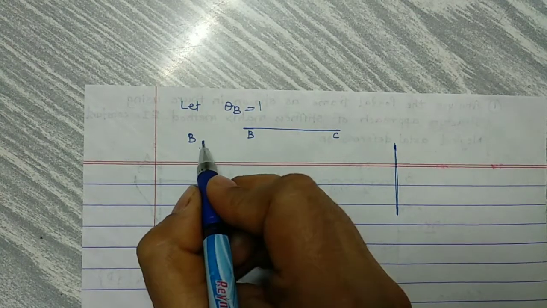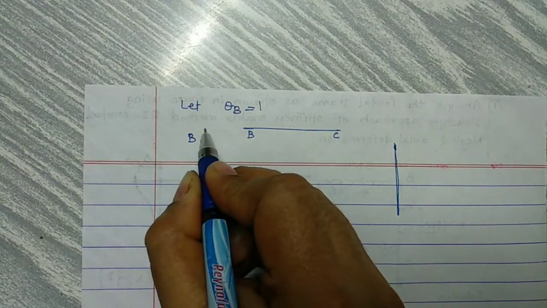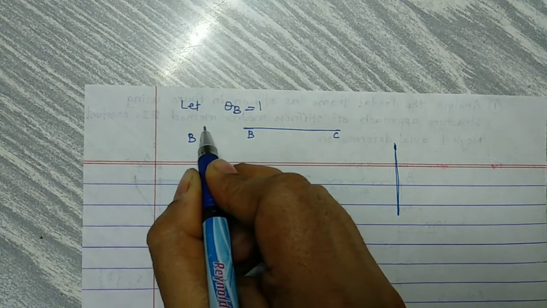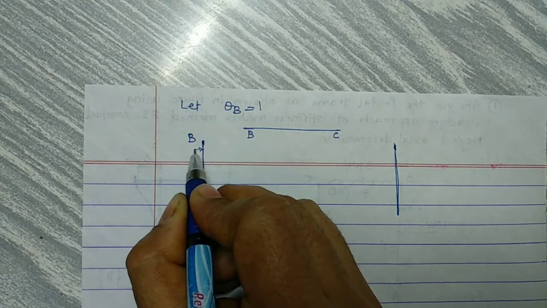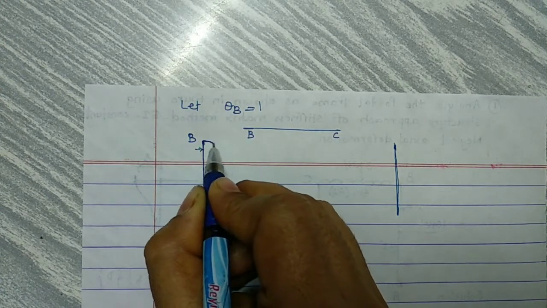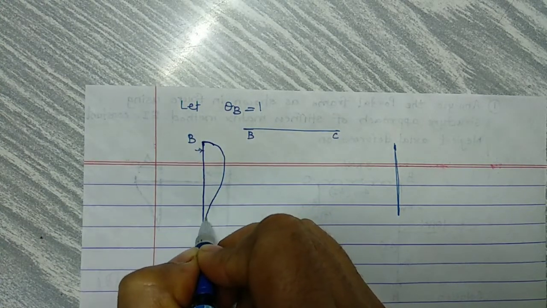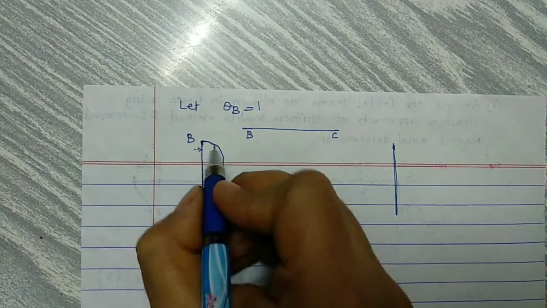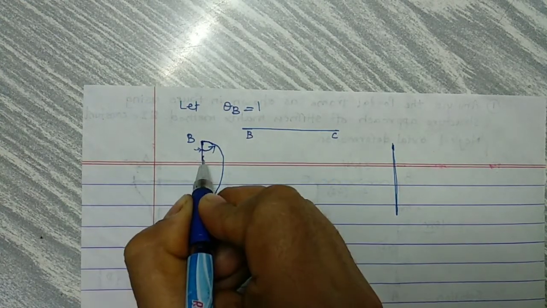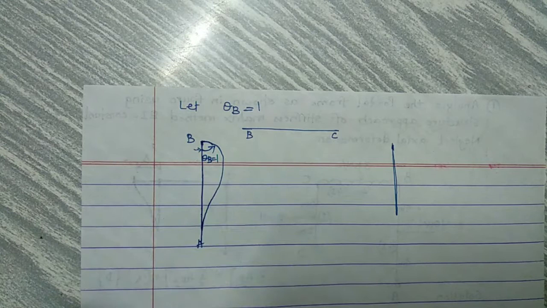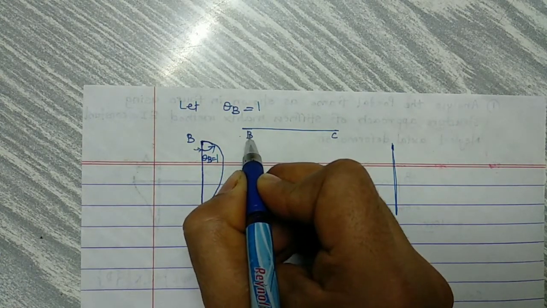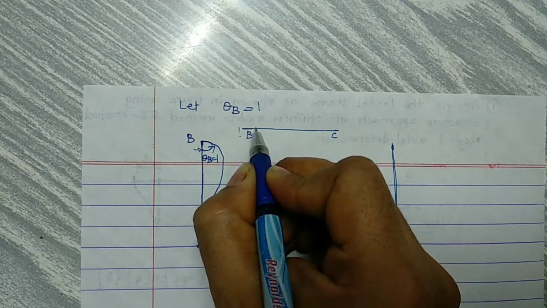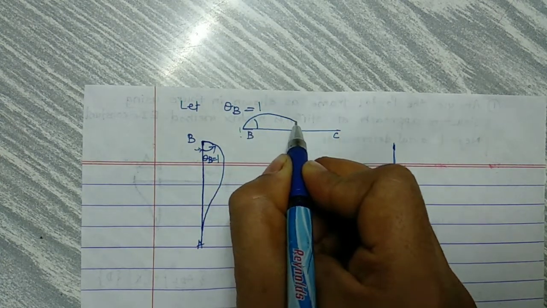So here at B point, rotate this end B in anti-clockwise direction. When we rotate in anti-clockwise direction, this will get deflected in this way, in anti-clockwise direction. Theta b equal to 1. Similarly, give unit rotation at B end for member BC. So here this will be the deformation of that.